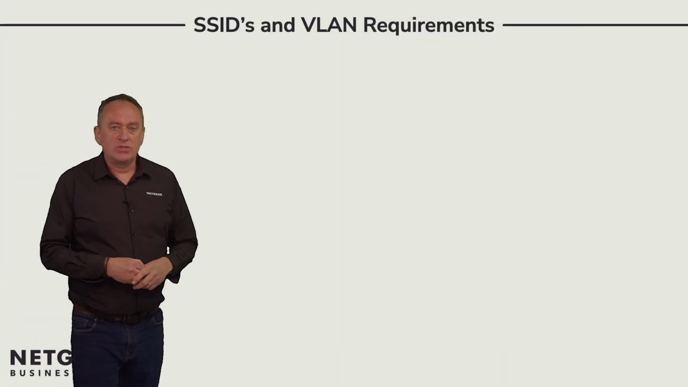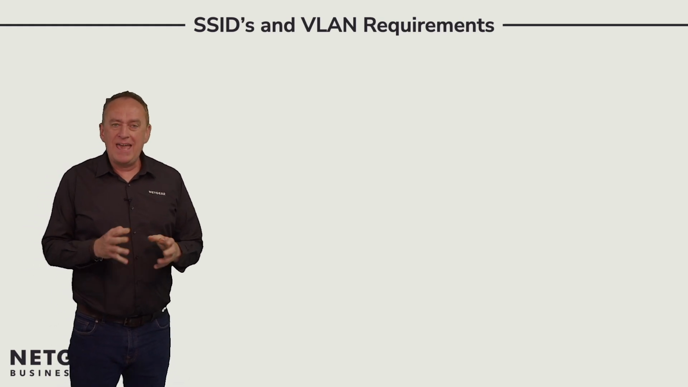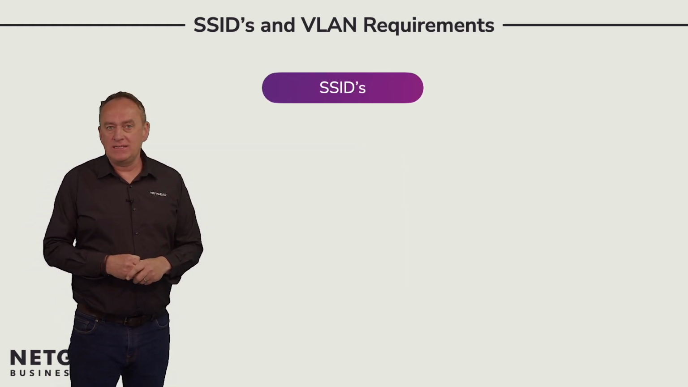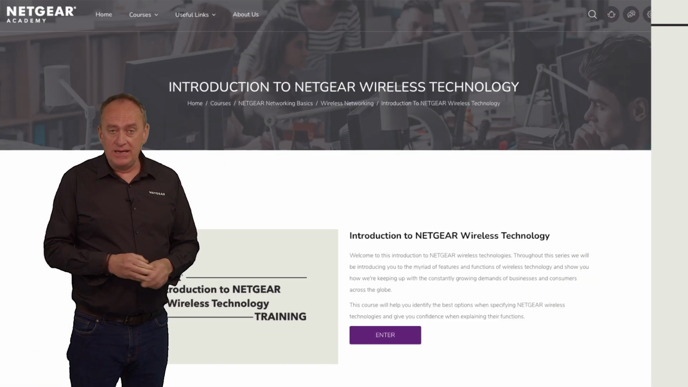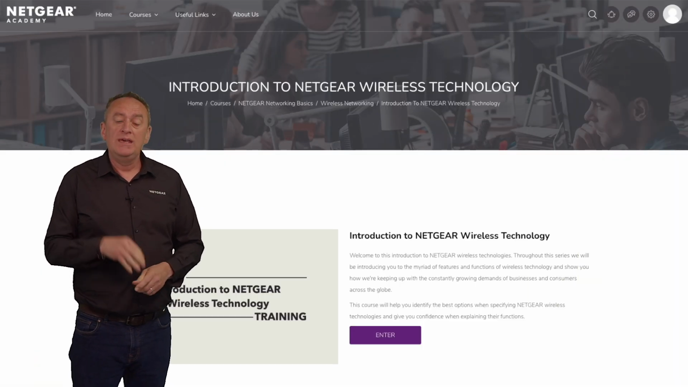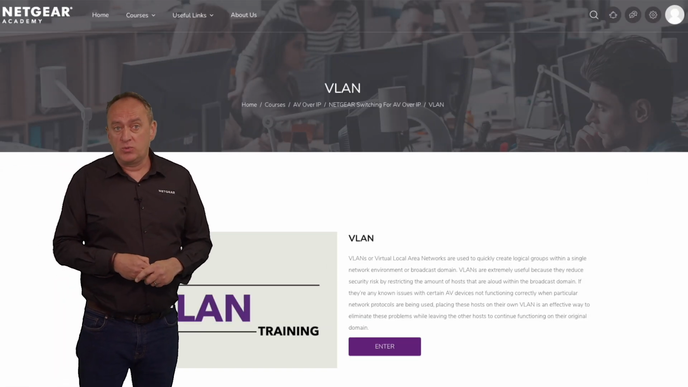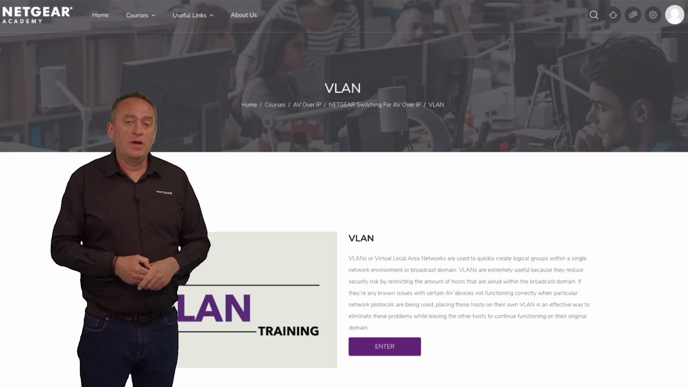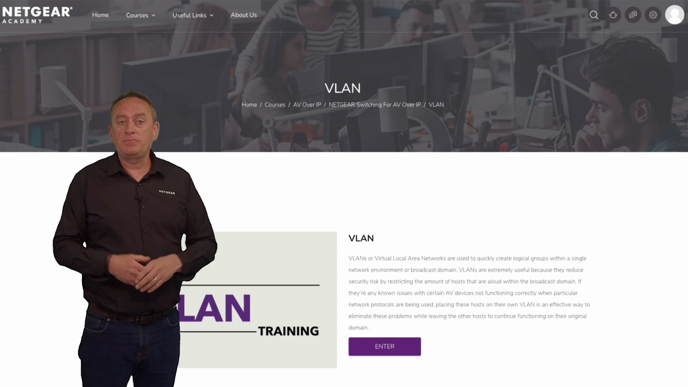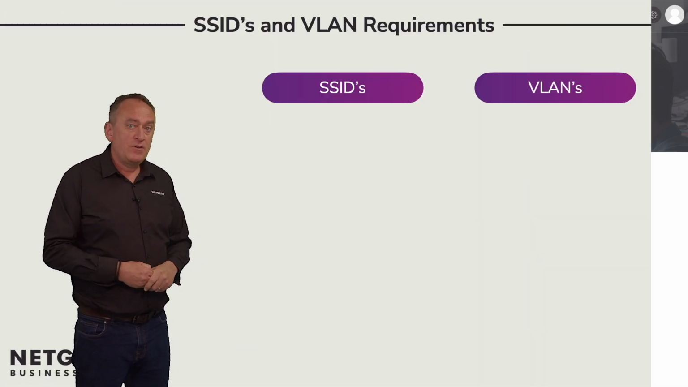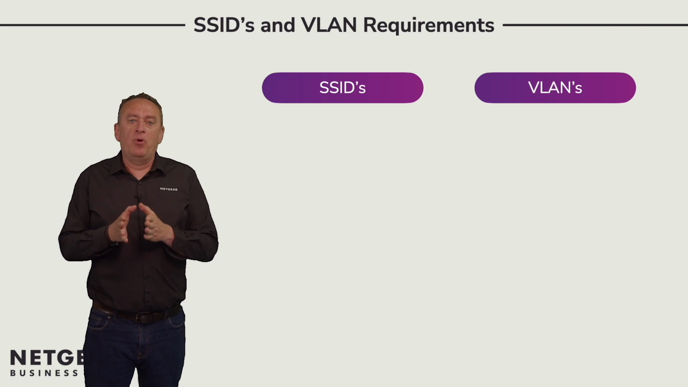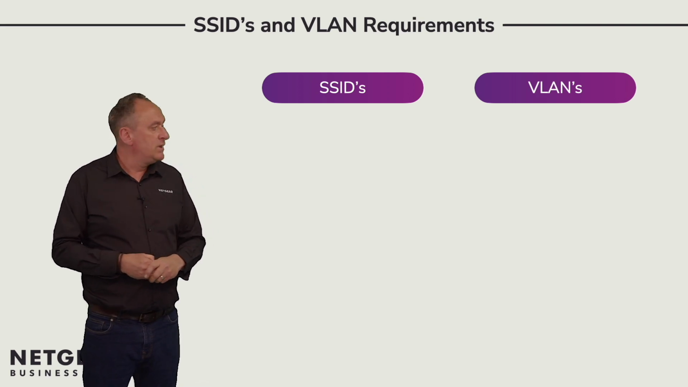The next important step of creating our network is to carefully plan the SSIDs and VLAN requirements. You can learn more about SSIDs in the Introduction to Wireless Networking course here on the Academy. And VLANs are explained in the VLAN course within the NETGEAR Switching for AV over IP section, and you'll find a link to both these courses within the Resources section of this page. For now, let's quickly recap on what these terms mean.